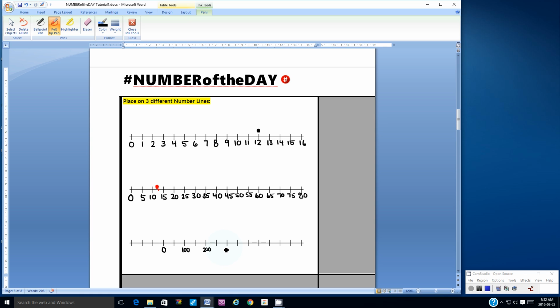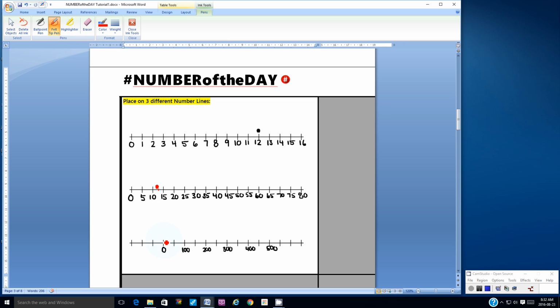And then skip a line, and then this is going to be 300, and then skip a line, and then 400, and then skip a line, and then 500. All right. So where would the number of the day, 12, be on this number line?